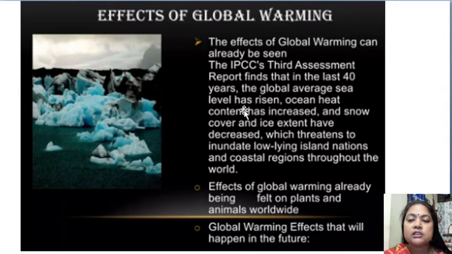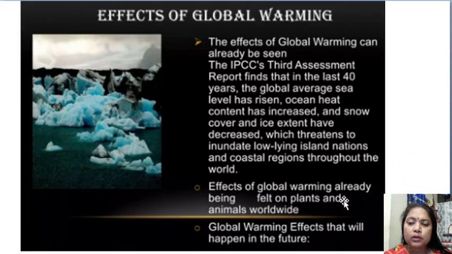Its third assessment report finds that in the last 40 years, the global average sea level has risen and ocean heat content has increased also, and snow cover and ice extent have decreased, which threatens to submerge the low-lying island nations and also the coastal regions throughout the world. This is the most dangerous, we can say, havoc to the ecosystem.